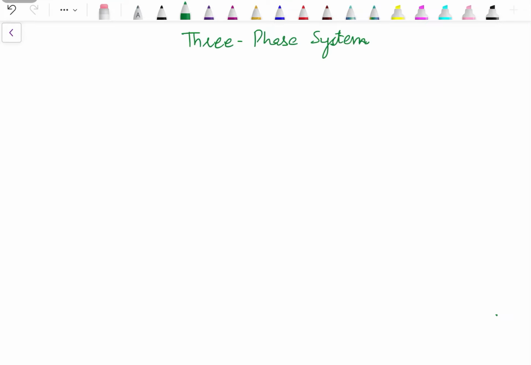Now we know that for generation of alternating voltage, we need a magnetic field, and we need a coil or winding which is placed inside the magnetic field. Either of these two should be stationary and the second one should be rotating. So if the magnetic field is stationary and the coil is rotating, then there is flux cut by the coil and that leads to an induced EMF in the winding. So when we are saying three-phase system, it means we need three different windings.